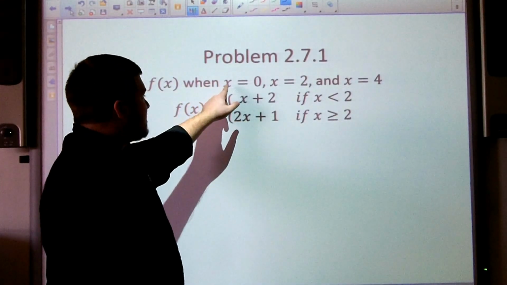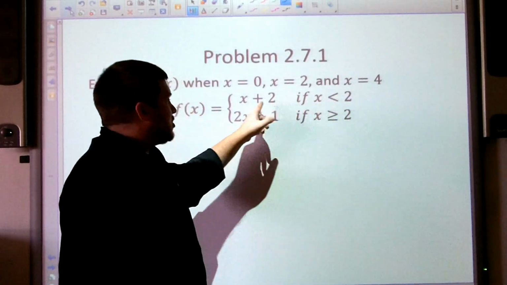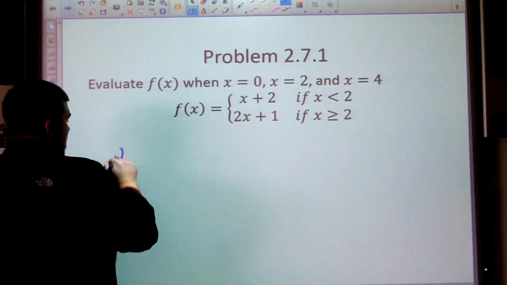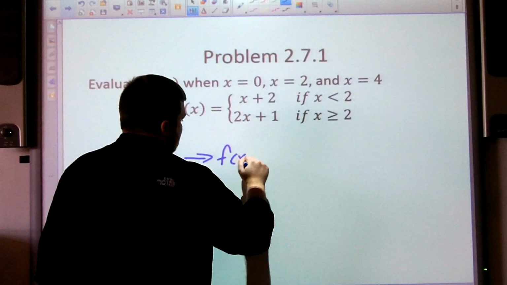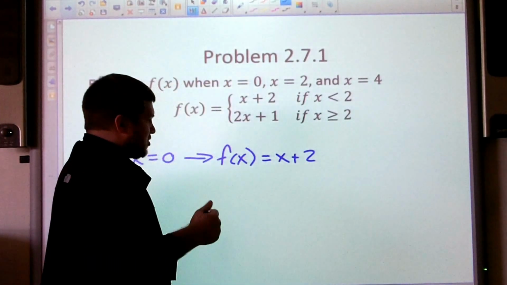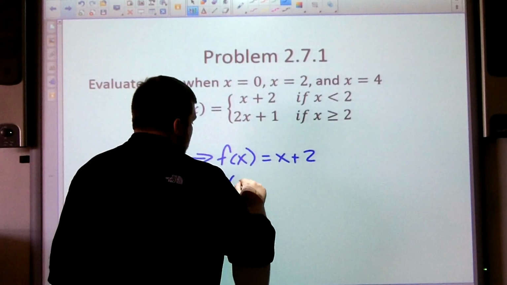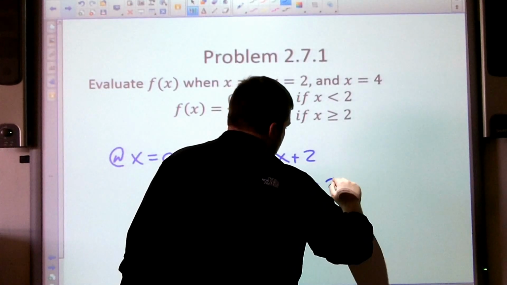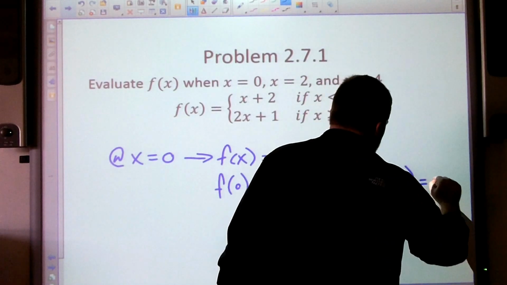So x is equal to 0. Well, 0 is less than 2, so I need to do this, x plus 2. So at x equals 0, f of x is equal to x plus 2. So I want to evaluate this at x equals 0. So f of 0 is equal to 0 plus 2, which is 2. So that means my answer, f of 0, is equal to 2.